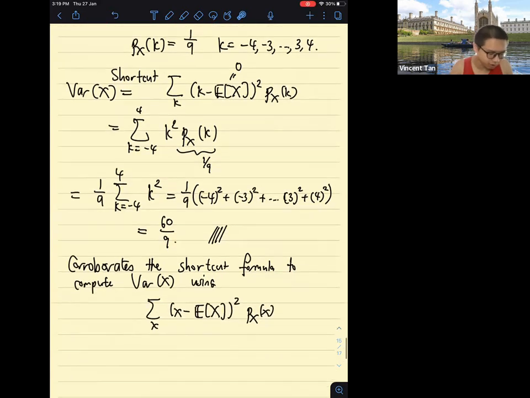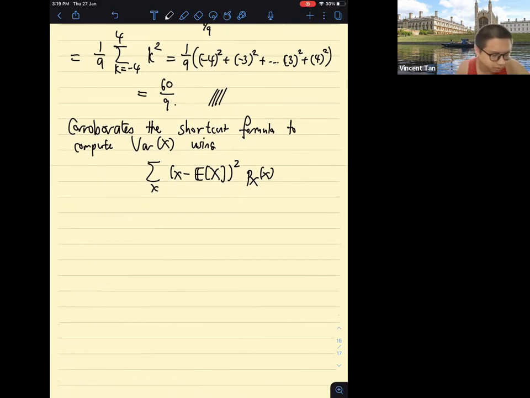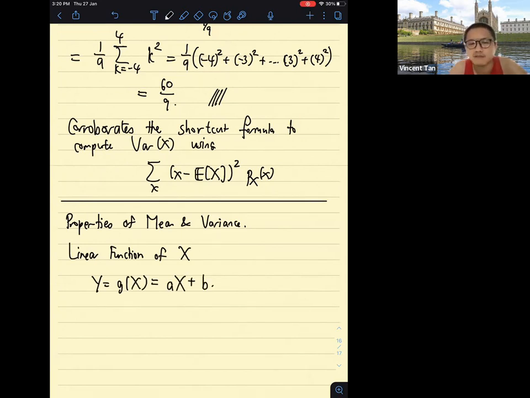Okay, I have a few more things to say, maybe three or four more things, but it's not too heavy, all right? So these are kind of obvious facts that I will try to justify right now. Okay, so these are some properties of expectation and variance. So now let us consider just a linear function. Oh, by the way, some people like to call this an affine function, but they are roughly the same. Y equals g of x, which is say ax plus b.